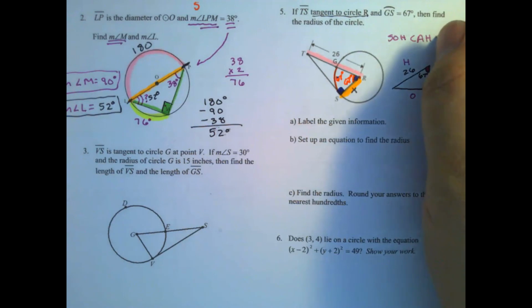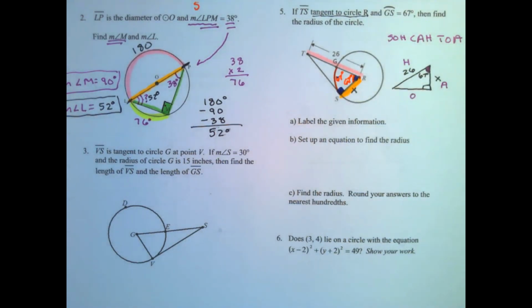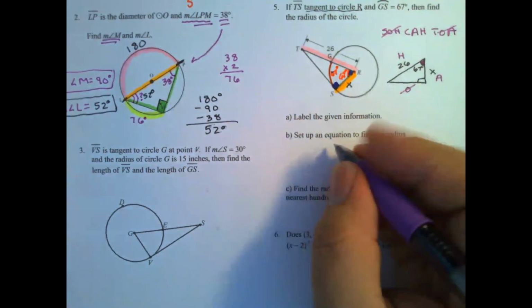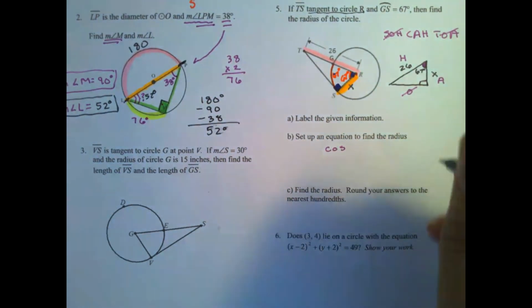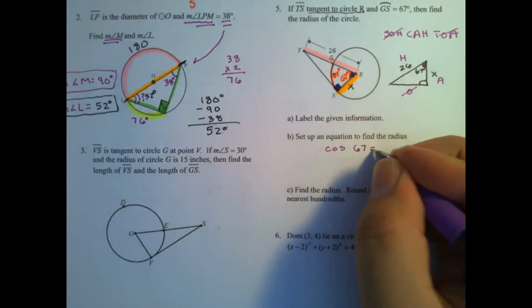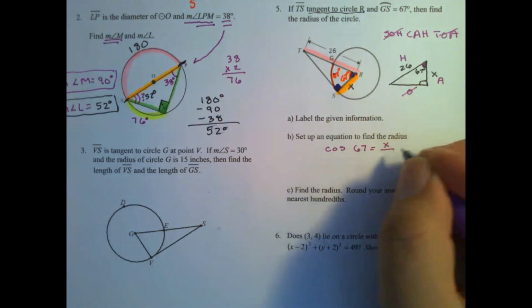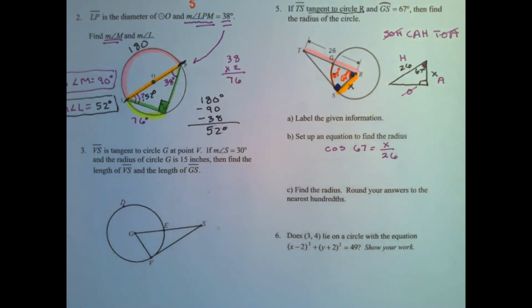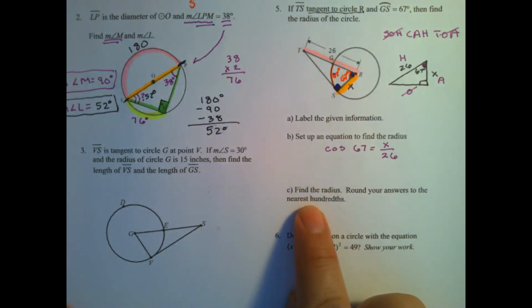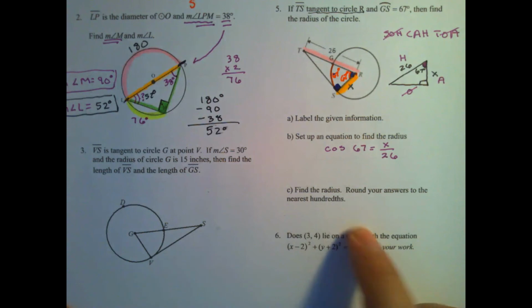Now remember, in part B, they just said set up an equation. They don't even want me to solve it. But if there's no O, then I'm going with cosine. So cosine of 67 degrees is equal to adjacent over the hypotenuse. All right, and there. Part B said set up an equation to find the radius. This is what's going to help me find the radius. And part C says, all right, well then find the radius. Round your answer to the nearest hundredths. Hundredths just means 2 decimals.